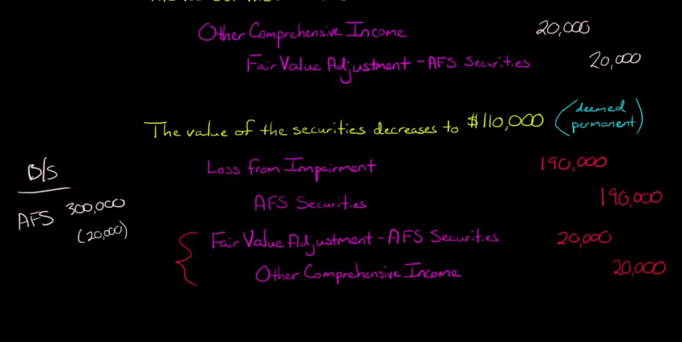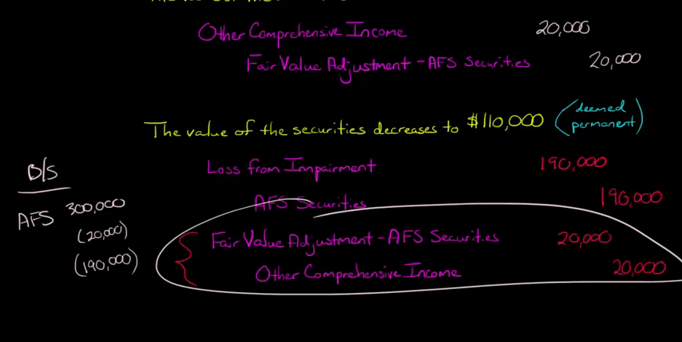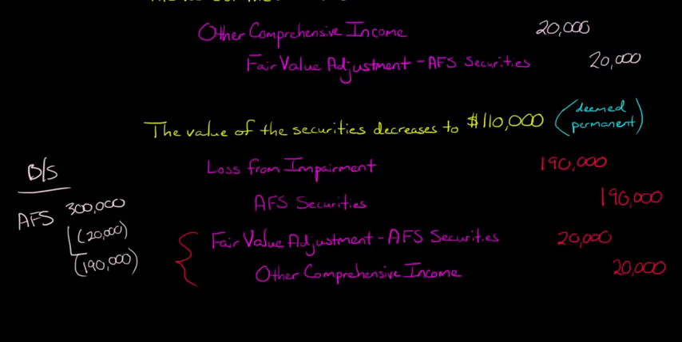But now when we have this loss from impairment, we say, you know what? That $190,000, that's a permanent loss there. So we're going to decrease the available for sale by $190,000. But until we make this second entry, we have not addressed that $20,000. That's still there. So if we were to look and say, okay, what's the book value of these available for sale securities? It would end up being 210, so 90. It would be 90,000. But we know that we believe that the value has declined to 110. But it would say 90 unless we reverse this 20,000 with that fair value adjustment.